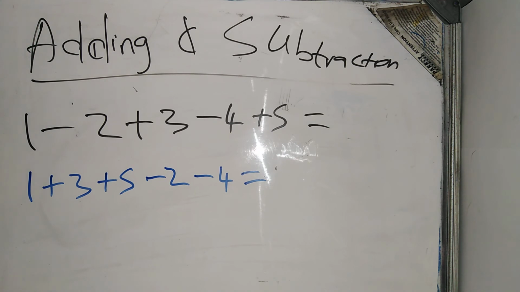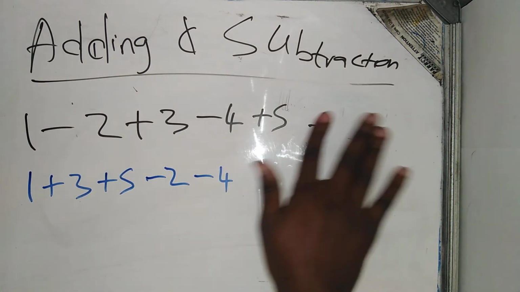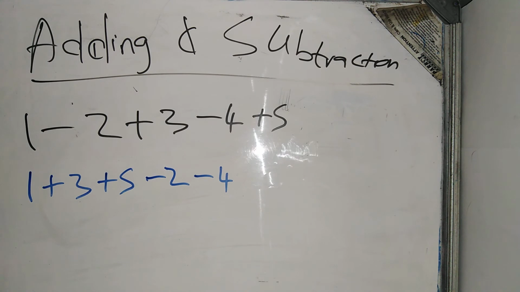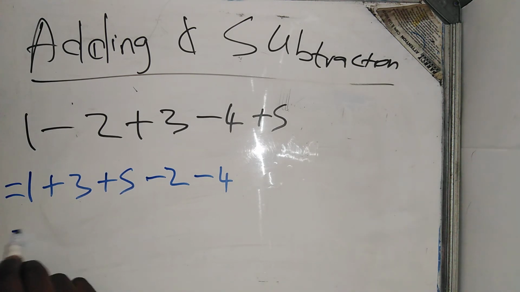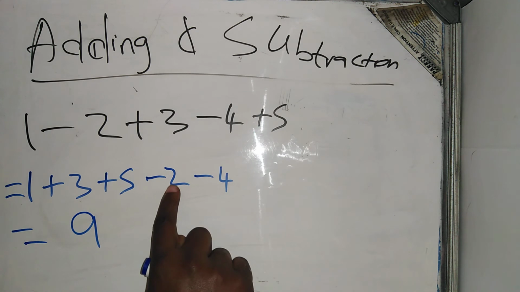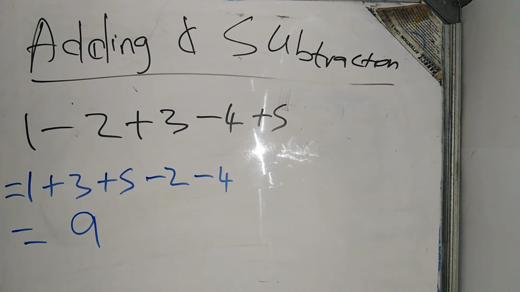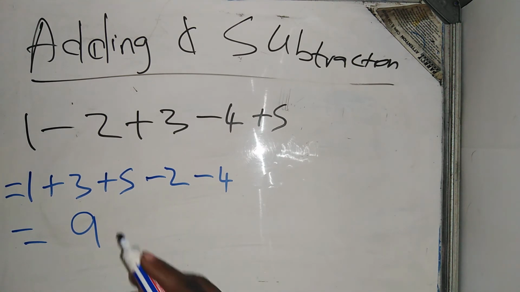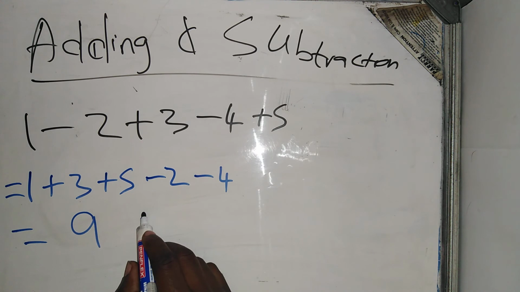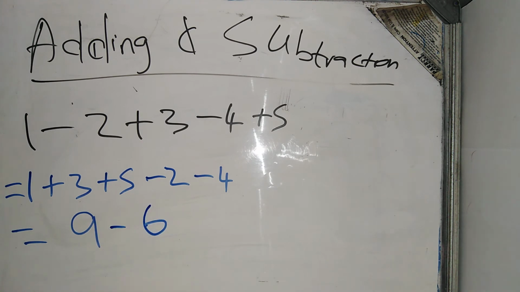All right, let's put the equal sign here so that things will be fine. Okay, so 1 plus 3 is 4, plus 5 is 9. So we end up having what? 9. And then we said when the signs are the same, what do we do? We add. So 2 plus 4 is what? Is 6. And then the sign here is minus.